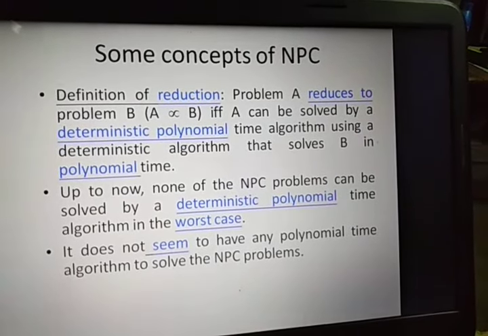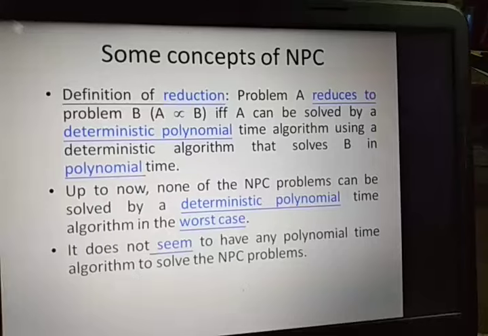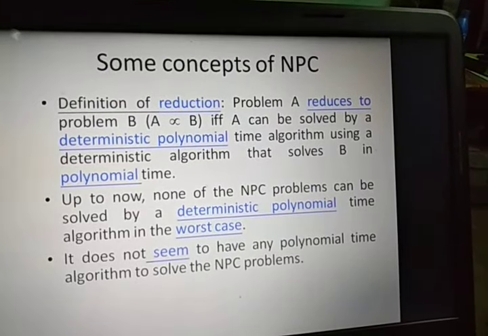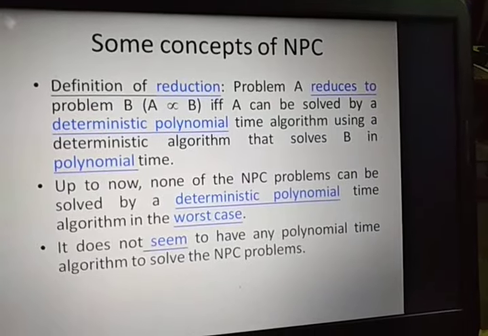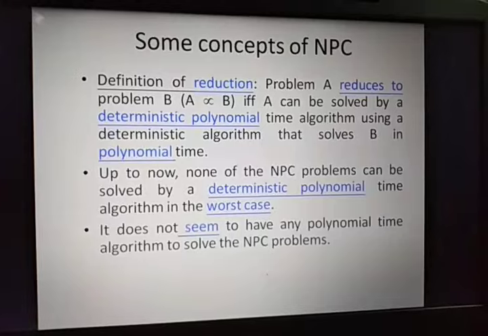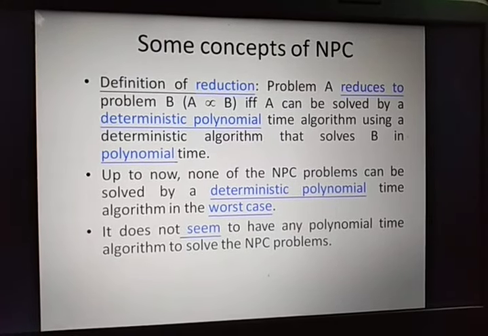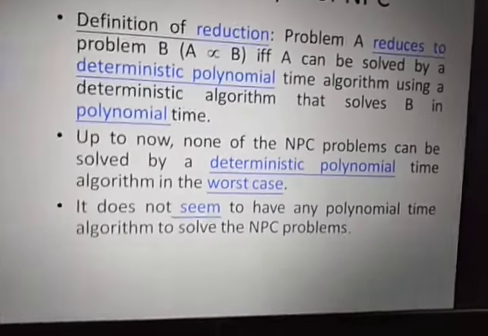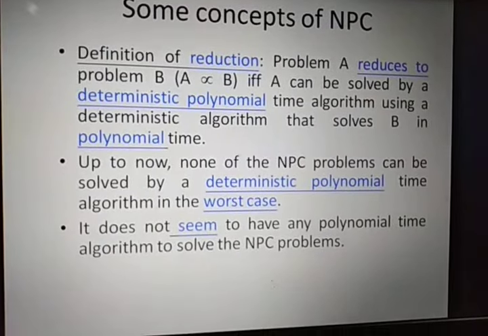The definition of reduction is given like this. A problem A reduces to B, written A ≤ B, if and only if A can be solved by a deterministic polynomial time algorithm using a deterministic algorithm that solves B also in polynomial time. Till now, there is no NP-complete problem that can be solved by a deterministic polynomial time algorithm.